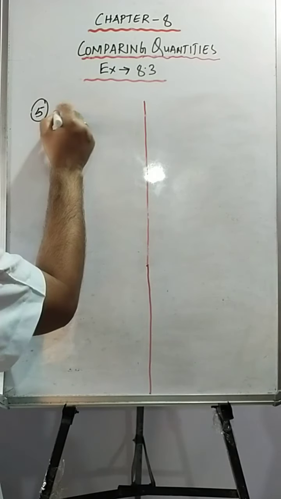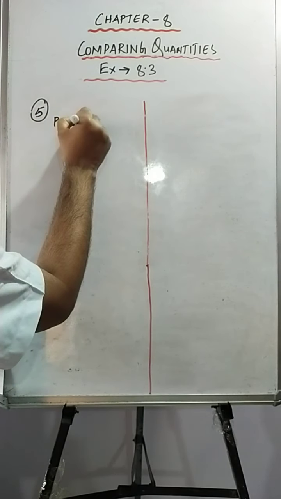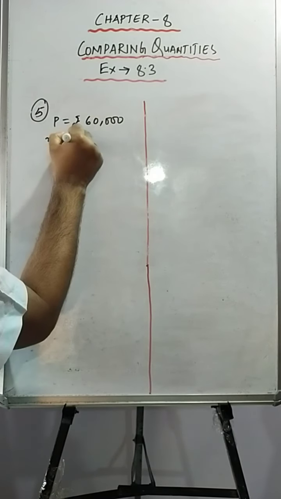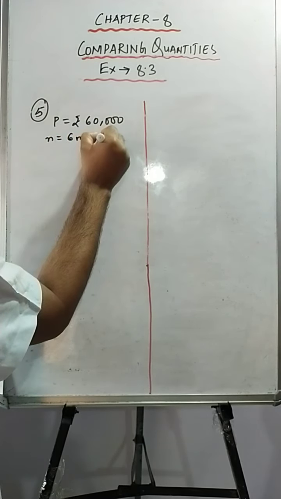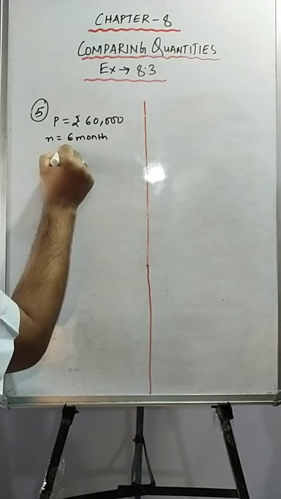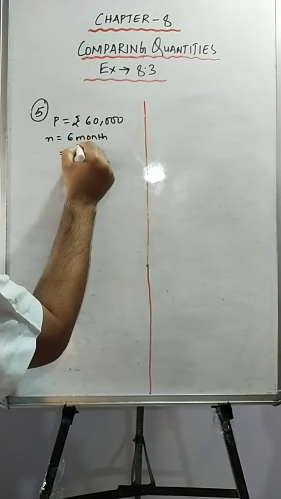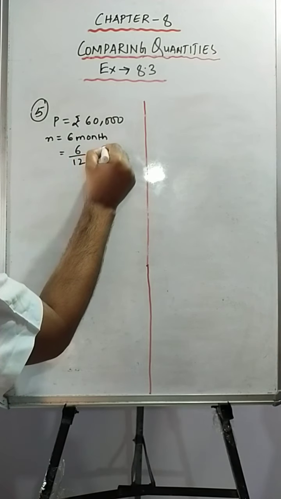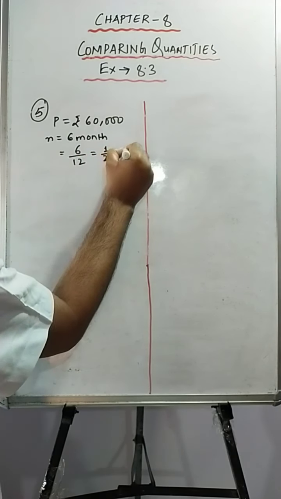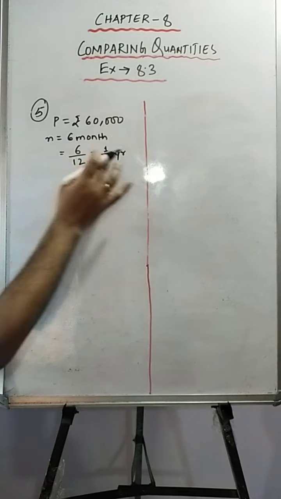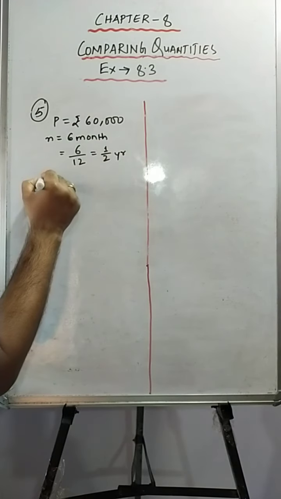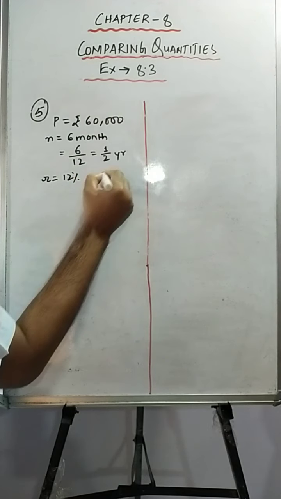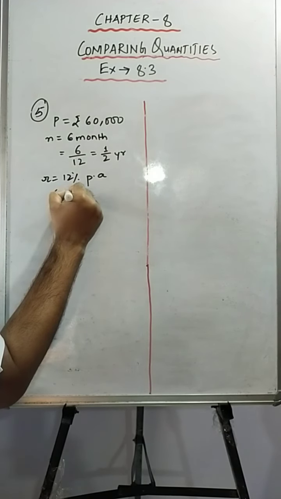So for the first case, principal amount is rupees 60,000. N is 6 months, students. So when anything is given in month form, you have to change it into year form. And what you have to do for that? You have to divide 6 by 12. So the answer would be half year. Okay, so in place of N, you will write 1 by 2. Now what is the rate given? 12% per annum compounded half yearly.